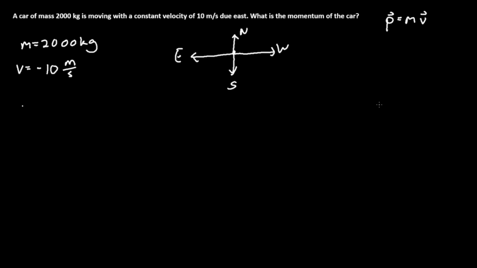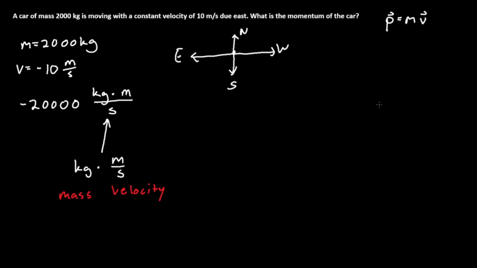All we need to do is multiply these two together, and then we get a momentum of negative 10 times 2,000, which is negative 20,000. But what's the unit for momentum? The unit for momentum is kg dot m over seconds. The reason is that the formula for momentum is mass times velocity, so if you multiply the units of mass and velocity, they combine to form kg times meters over seconds.